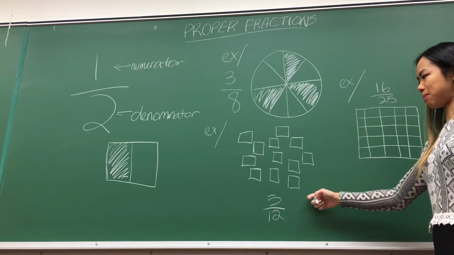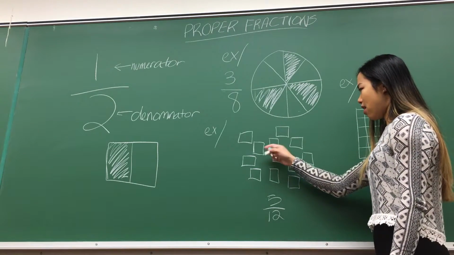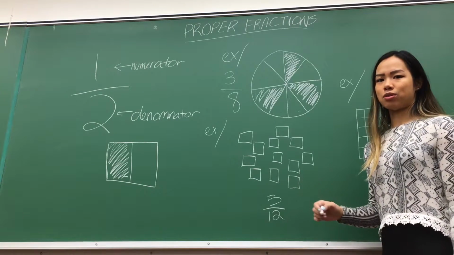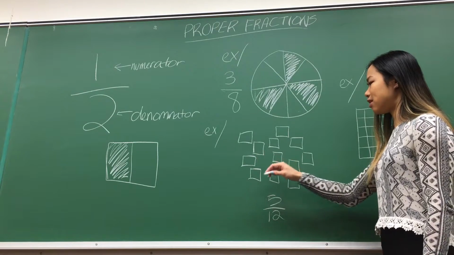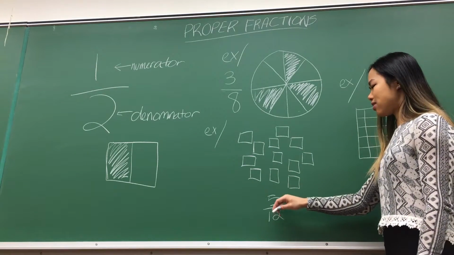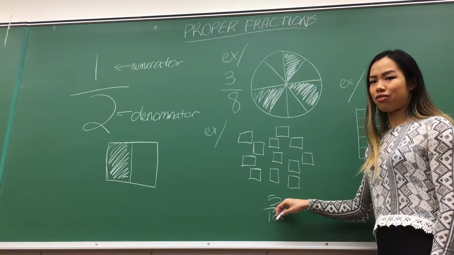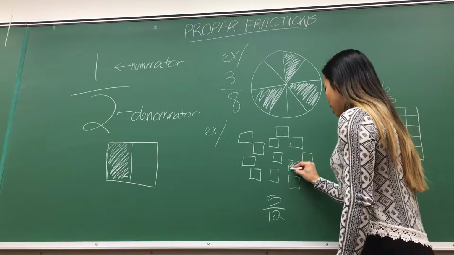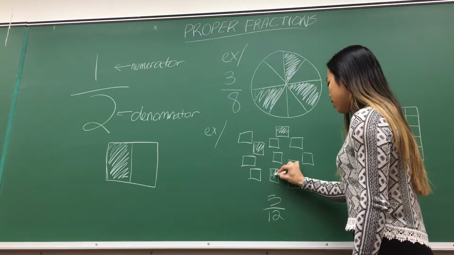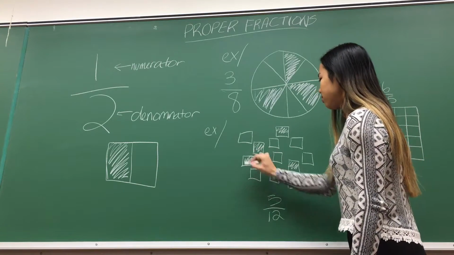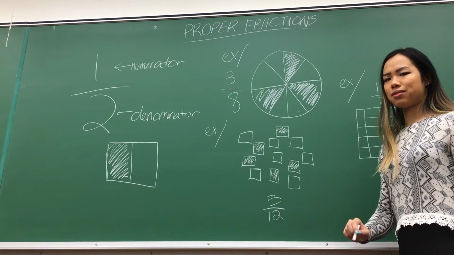Let's look at the next example. We have 5/12, and they want us to shade in our squares so that we have 5/12 for a fraction. So this bottom number 12 means I have 12 of these equal squares. And the 5 means that I have 5 of those. So I'm going to shade in only 5 of these squares. So it's 1, 2, 3, 4, and 5. So I shaded in 5 of those squares, and now I have 5/12.